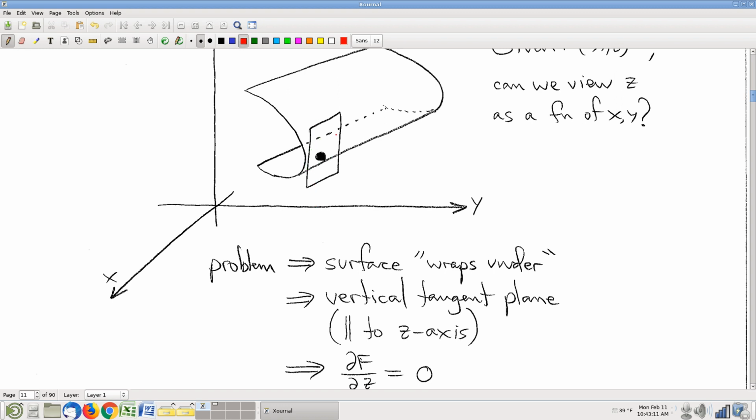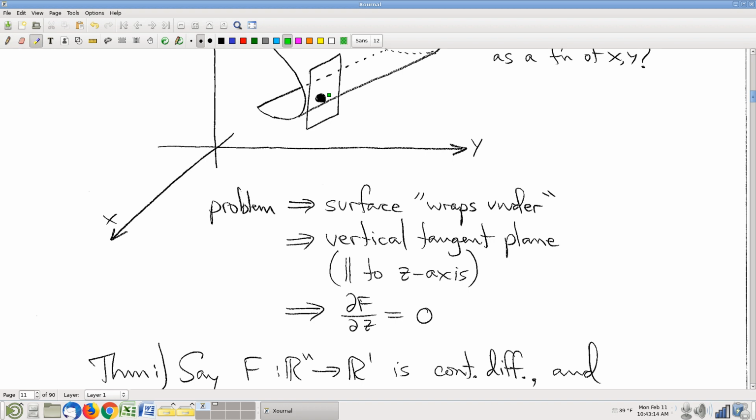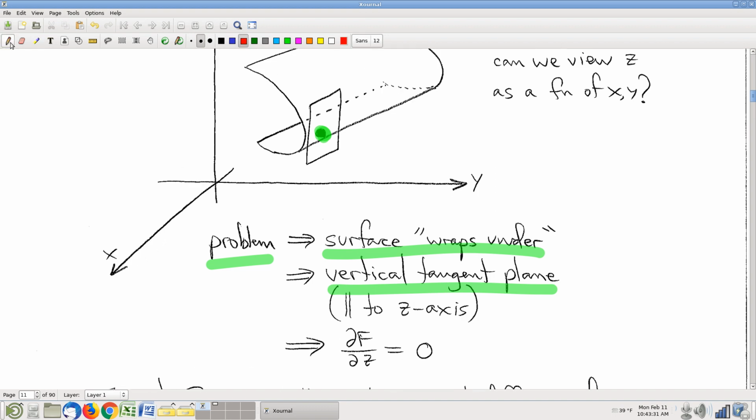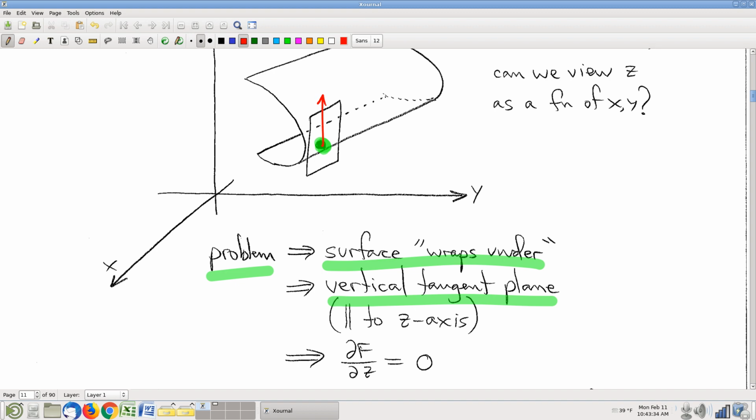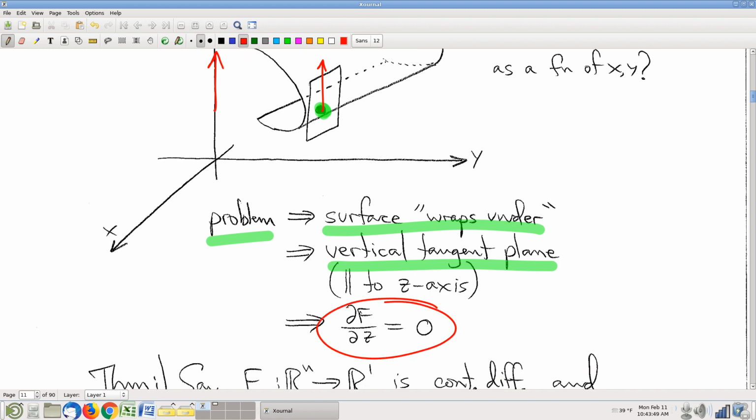So again, you kind of go through the reasoning. If you have an issue where at this point we simply cannot view z locally as a function, the problem means that the surface is in the process of wrapping under itself at that point, which means it has a vertical tangent plane. Which means that as you are moving in the z direction, well, you're moving in that tangent plane. You're effectively moving along the surface where f is constant, and therefore that partial in the z direction is 0.